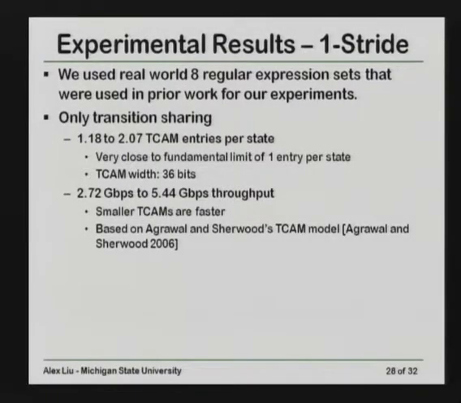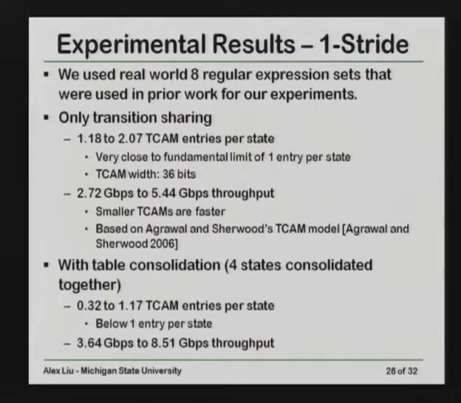For one stride, we use 4 regular expression sets that were used in previous work in our experiments, and with only transition sharing, we can achieve 1.18 to 2.07 TCAM entries per state. And with table consolidation, we can even bring the number of entries per state below 1, less than 1.